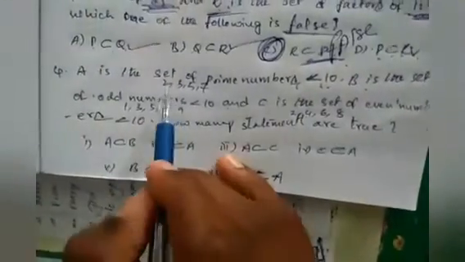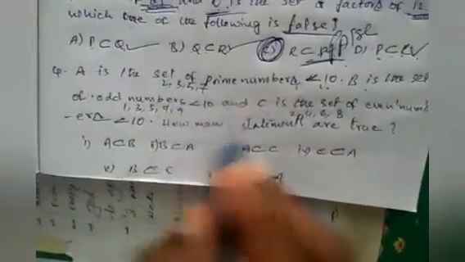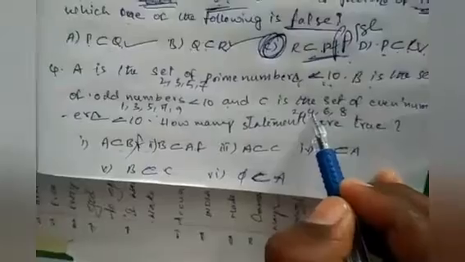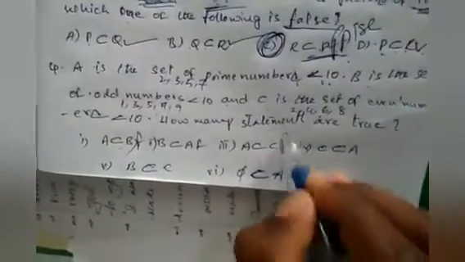A subset of B. Are all of A's elements in B? No. It is false. And B subset of A. Are B's elements in A? No. It is also false. A subset of C. Are all of A's elements in C? No, they are not, so it is also false.